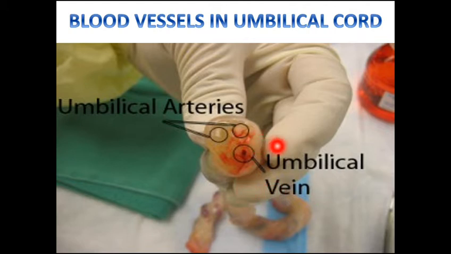This is the main thing you need to always keep in mind while studying the fetal circulation: there is only one umbilical vein in the umbilical cord, which carries oxygenated blood, and there are two umbilical arteries in the umbilical cord, which carry deoxygenated blood.